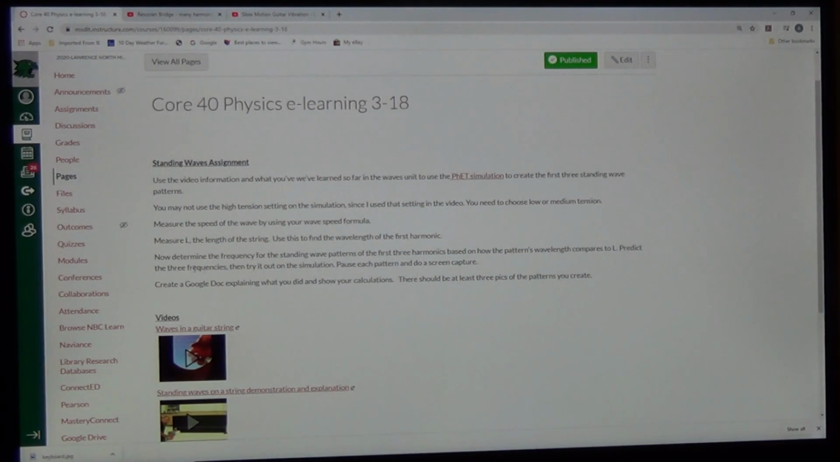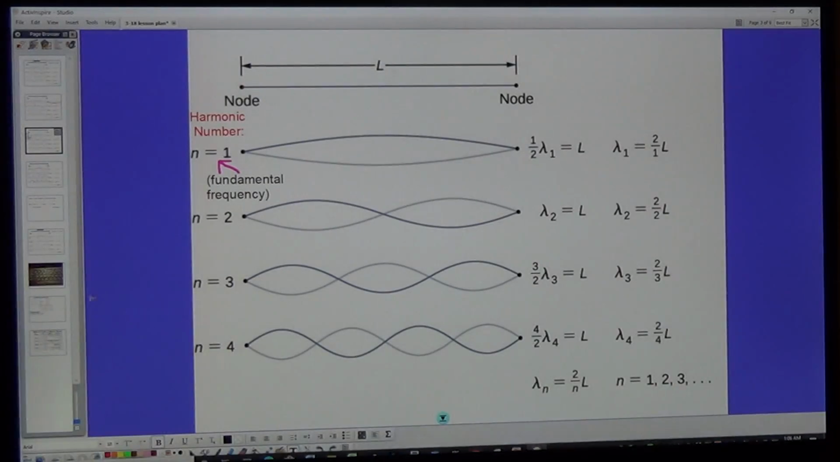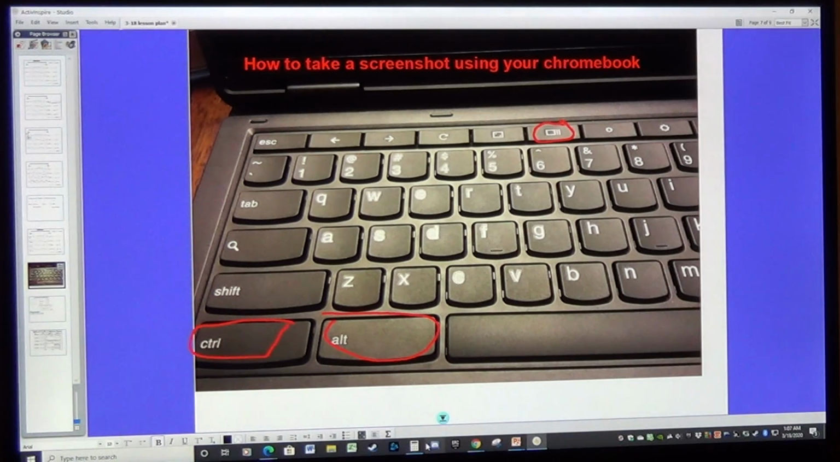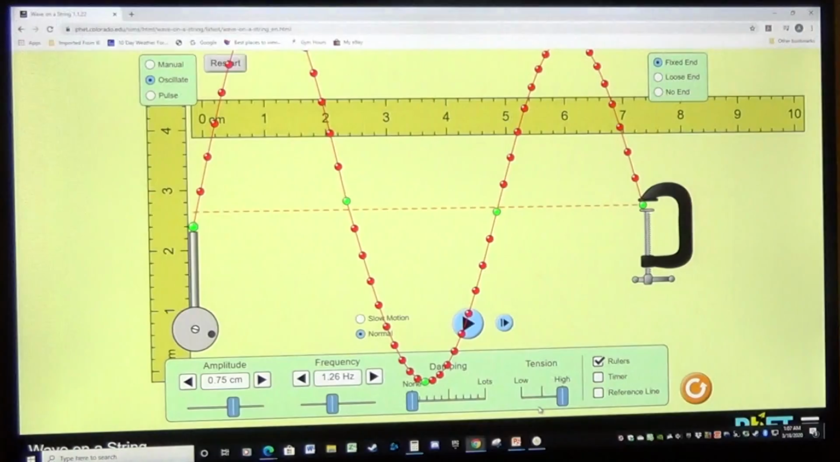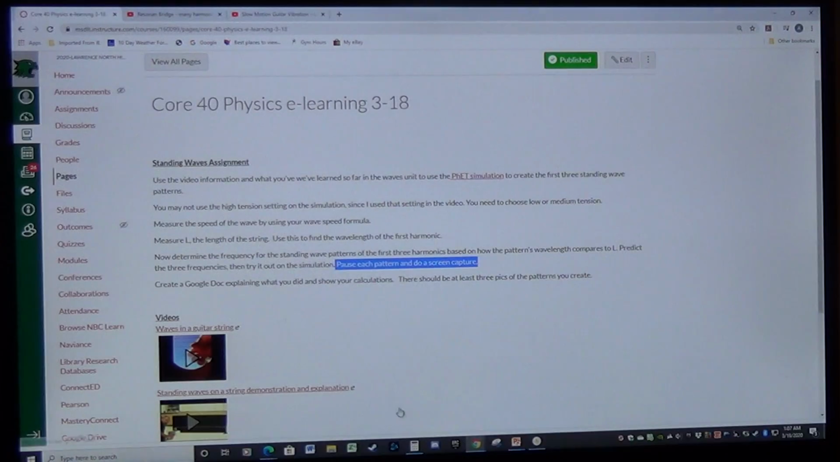Now, when you've gotten those standing waves to come out, pause the pattern and do a screen capture. If you're not sure how to do a screen capture, the last thing I'll show you here is this. On your Chromebook, you should have these buttons. If you hold Control and Alt, and then press the button right above the 6, you should be able to do a screen capture. In the Google Doc that you create for me, you can paste the pictures to show the patterns that you have set, and in those patterns you'll also be able to see what the frequencies are and what you had your tension set to. Heading back to our page.